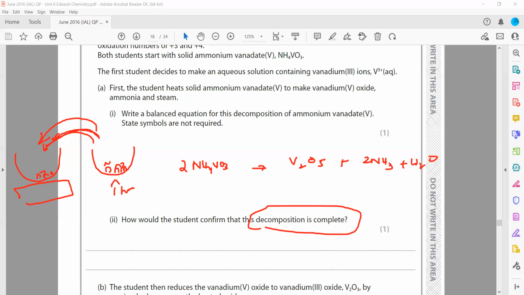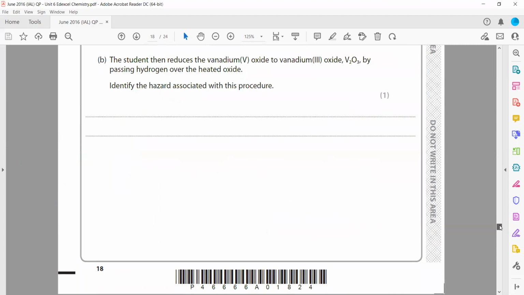So this is always the case when we are finding the water of crystallization. So we always heat the substance to a constant mass. The student then reduced the vanadium(V) oxide to vanadium(III) oxide by passing hydrogen over the heated oxide. Identify a hazard associated. Basically, hydrogen is a flammable gas. So hydrogen is flammable. It may catch fire. That is the one hazard of this technique.